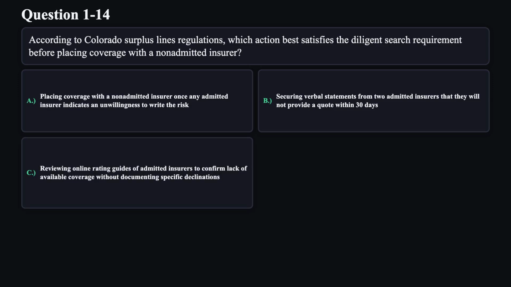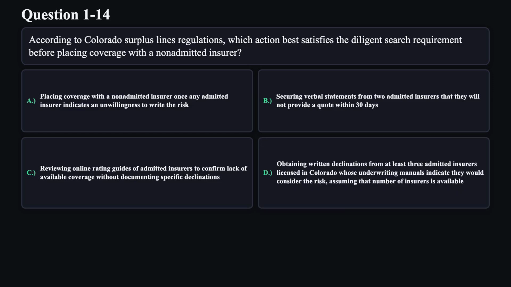C. Reviewing online rating guides of admitted insurers to confirm lack of available coverage without documenting specific declinations. D. Obtaining written declinations from at least 3 admitted insurers licensed in Colorado whose underwriting manuals indicate they would consider the risk, assuming that number of insurers is available.